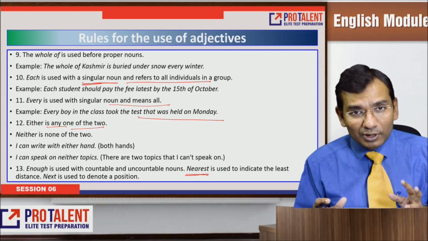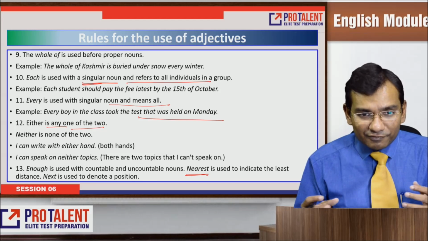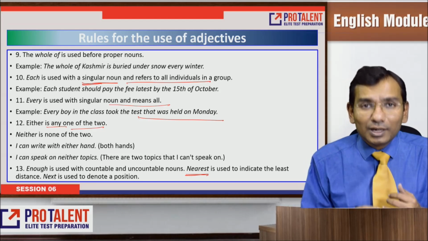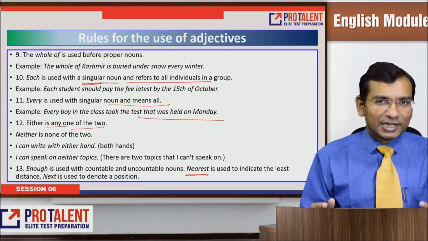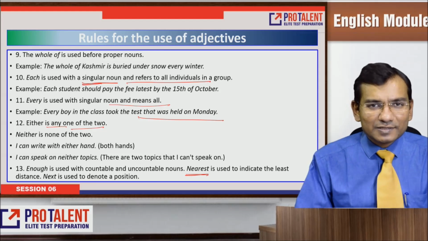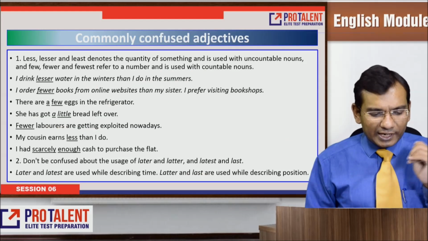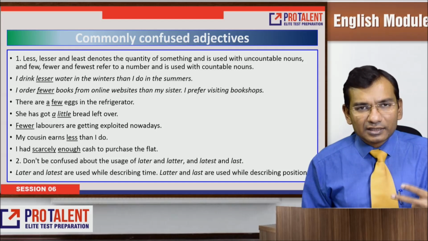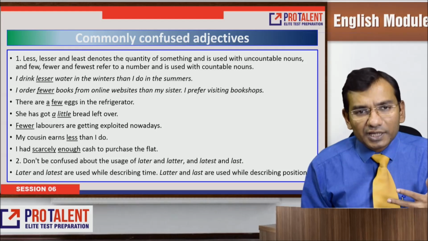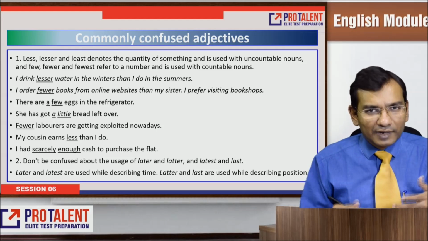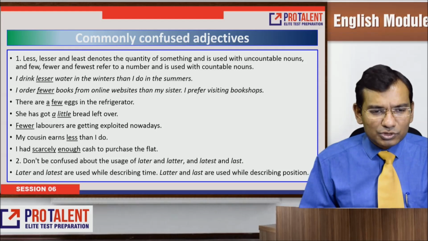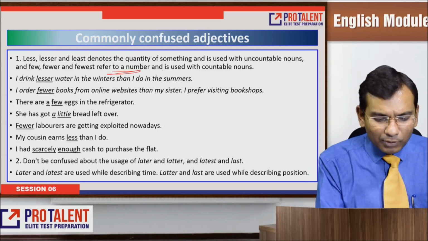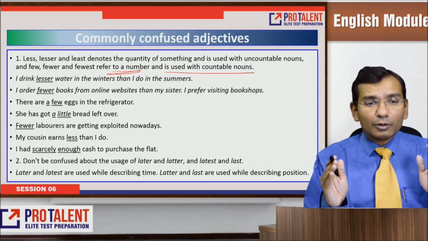Okay, now there are few other points which I would like to throw some light on, which is called commonly confused adjectives. तो आपके जो भी adjectives है जिसमें आपको confusion होता है वो ये रहे. Less, lesser, least denote quantity of something and are used with always uncountable nouns. Few, fewer, fewest refer to the number and are used with the countable nouns.